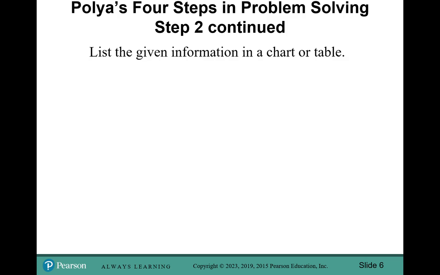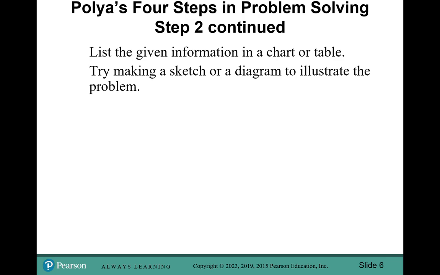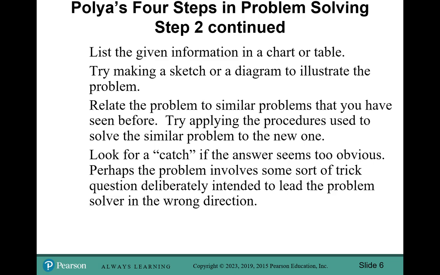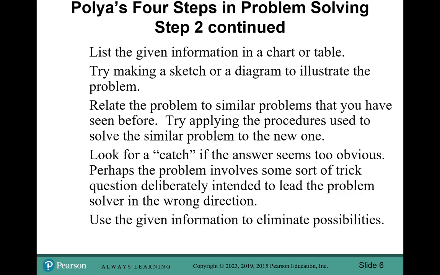Now, we want to list the given information in a chart or table, try to make a sketch or a diagram to illustrate the problem. We want to relate the problem to similar problems that you have seen before, and try applying the procedures you've used to solve similar problems to the new problem. We could look for a catch if the answer seems too obvious. Perhaps the problem involves some sort of trick question deliberately intended to lead the problem solver in the wrong direction. We could use the given information to eliminate some possibilities, and we can also use common sense.